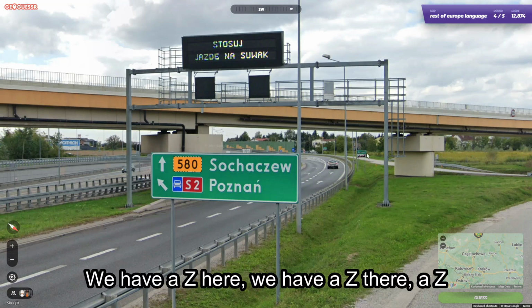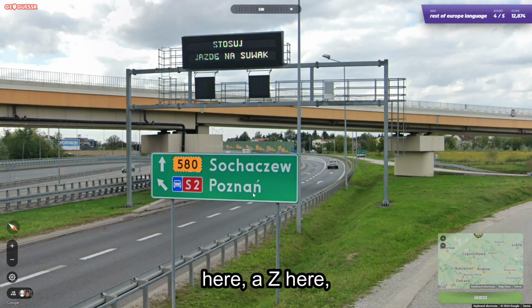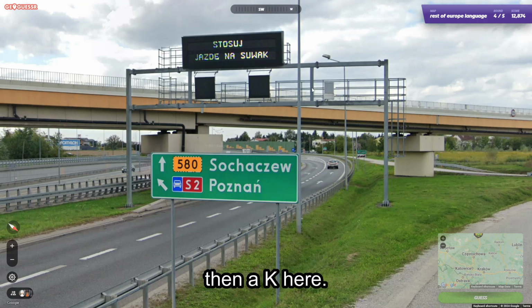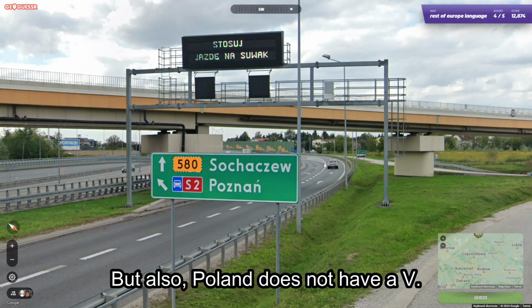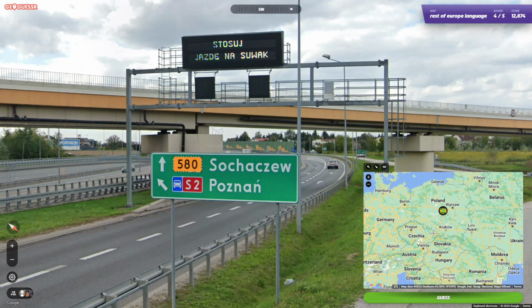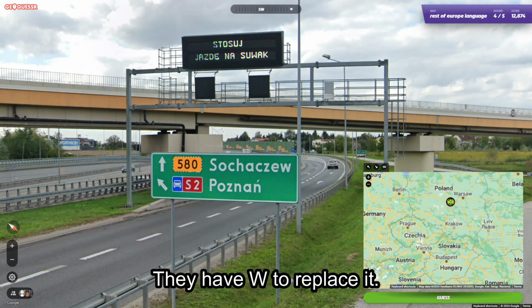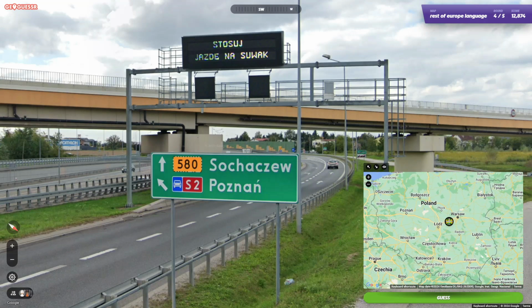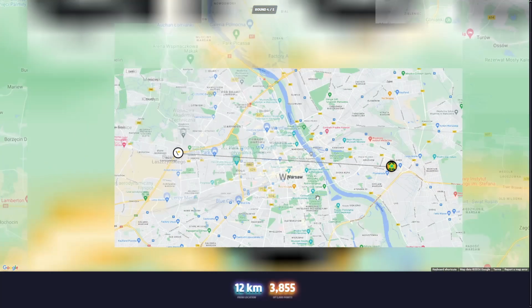We have a Z here, a Z there, a Z here, a Z here, and then we have two C's, and then a K here. But also, Polish does not have a V. There's no V in the alphabet. They have W to replace it. Czech, Slovak, Hungarian all have a V, so we are in Poland.